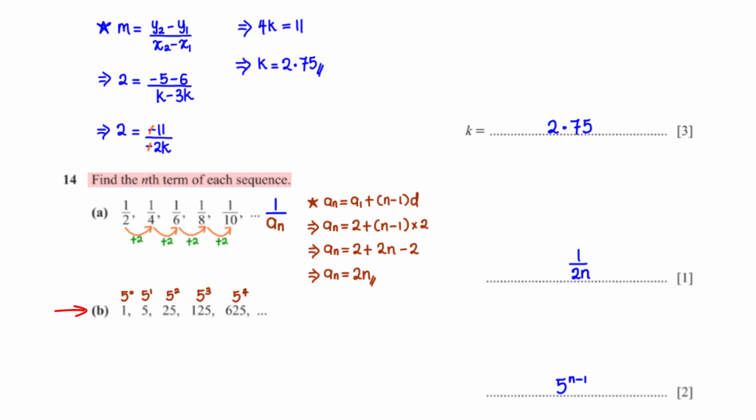For this sequence, we notice that 5 raised to the power 0 is 1, 5 raised to the power 1 is 5, 5 raised to the power 2 is 25, and so on. Therefore, the nth term will be 5 raised to the power n minus 1.